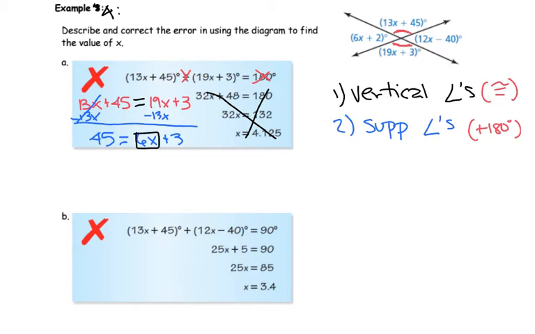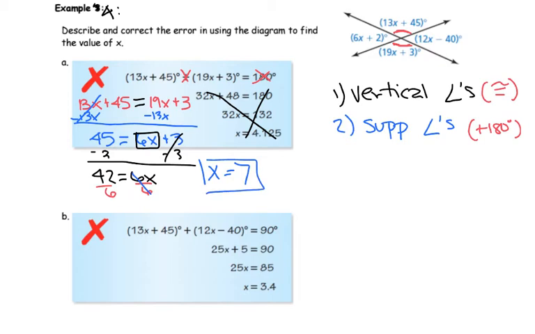All right, solving for x. Got to subtract 3 from both sides. 45 minus 3 is 42 equals 6x. That cancels out. The last step here is to divide by 6. And when we do that, we get an answer of x equals 7. All right, so that was the correct answer of what the value of x would actually be if they had not made this mistake. They should have realized that these two angles are, in fact, vertical.